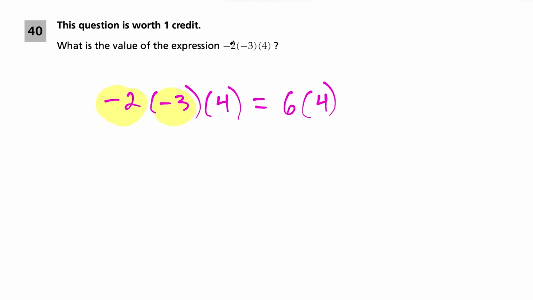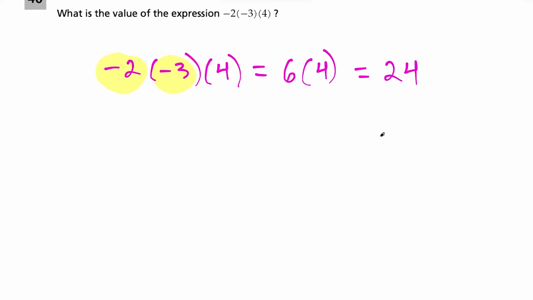If you were unsure as to whether or not you should be multiplying or adding or subtracting, just know that in math, parentheses means multiply. So that's why we're multiplying these here, because of the parentheses. So then next, we're going to do 6 times 4, and 6 times 4 is 24. So this is our solution to question 40. The product here works out to 24.